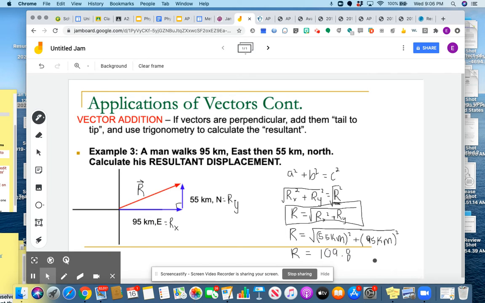109.8. What are our units? Kilometers. Note that R is the hypotenuse, so it should be longer than both sides. Double checking, that's true. So this is our resultant displacement. The magnitude, right? This is the magnitude of the displacement.